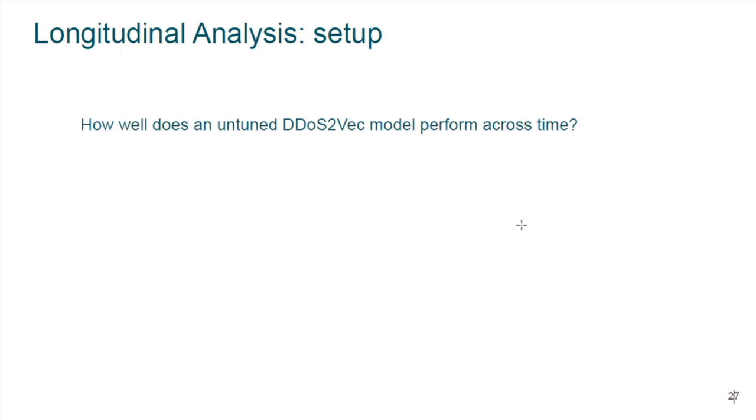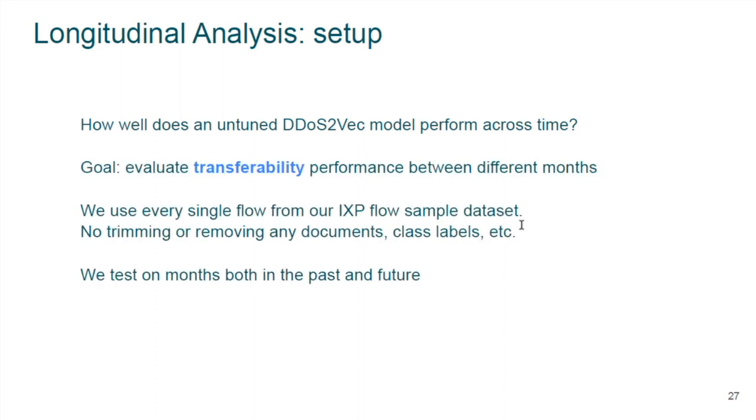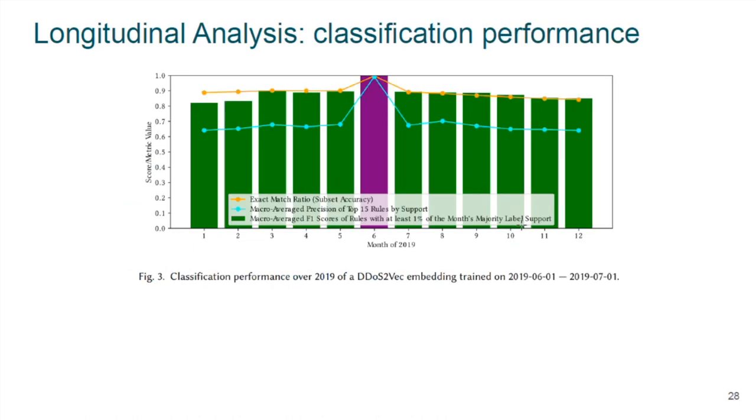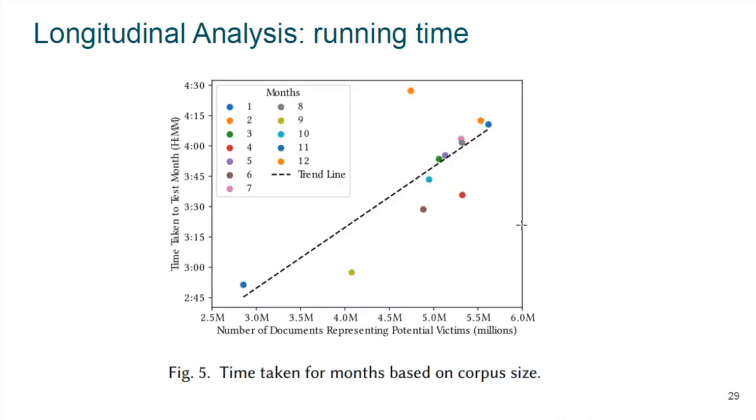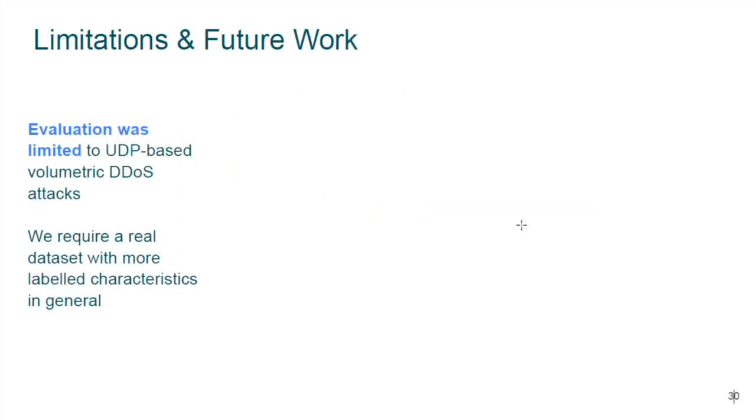So we analyzed how it performs across time, to check the transferability of performance between different months. We pick one month in the middle and test several months before and several months after. And then we see that there is a decrease, but essentially it's robust to that. This is the time it takes. So it grows linearly.